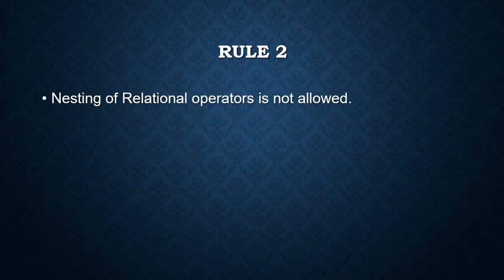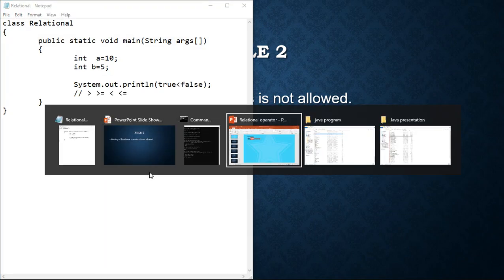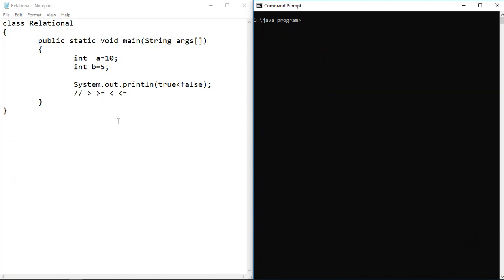So the second rule, friend: nesting of relational operators is not allowed. We cannot nest the relational operators. Let's see an example. I'm going to clear the screen. I want to check whether 10 is less than 15 and 15 is less than 20. It seems true. Also, these kinds of statements are valid in C and C++.